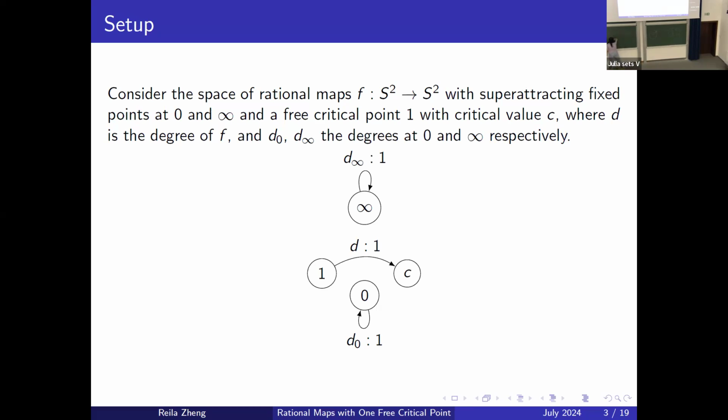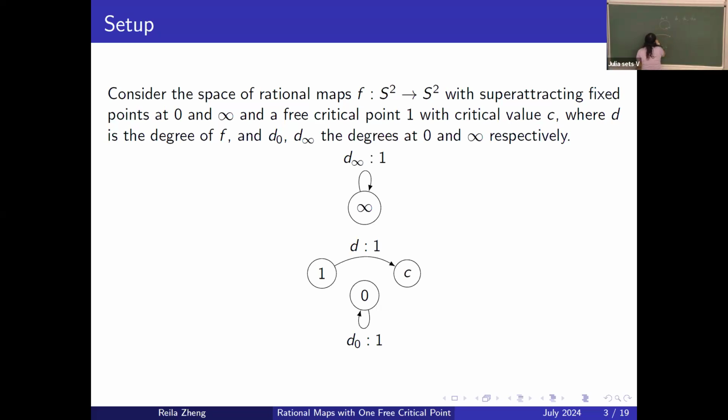So let me describe the family of maps that I care about. Schematically, I want to fix the degree D and also the degree at 0 and infinity, which are going to be the two super attracting fixed points. So at infinity, it's going to be a D sub infinity to 1 super attractor. At 0, it's going to be a D sub 0 to 1 super attractor.